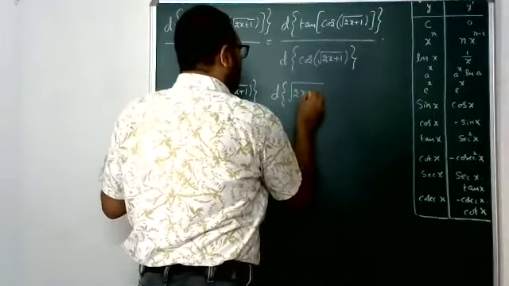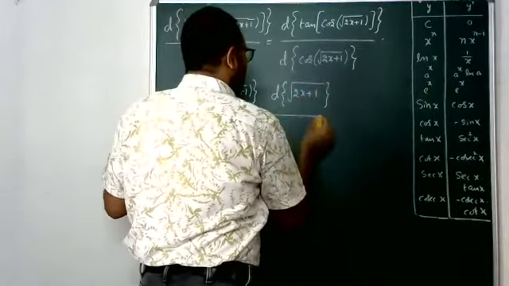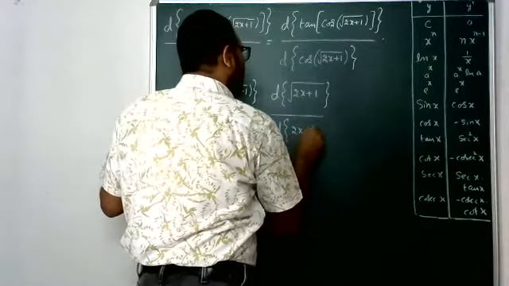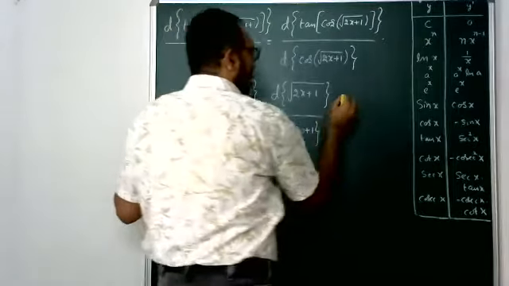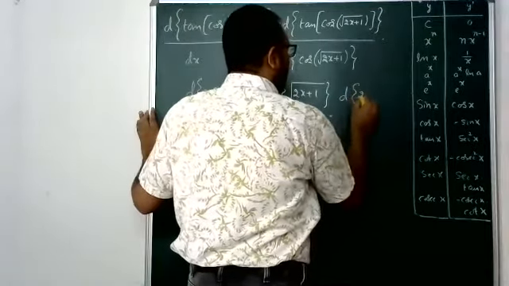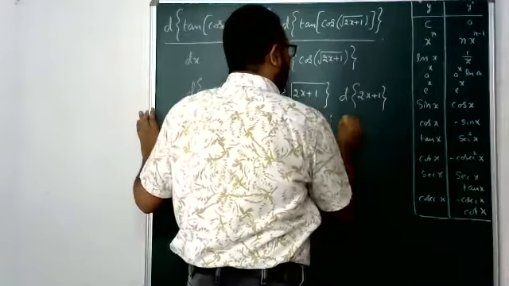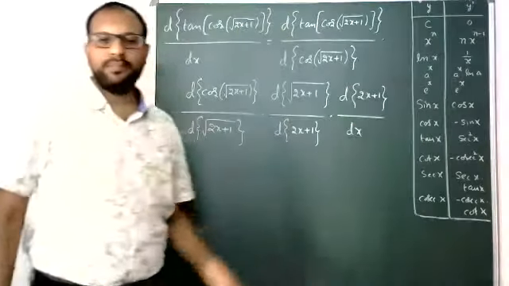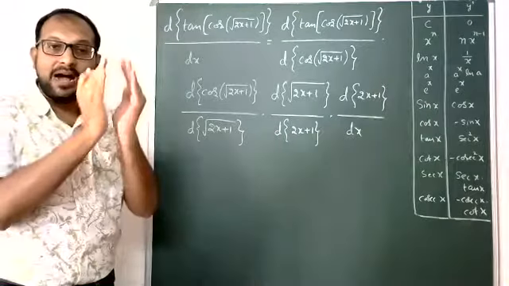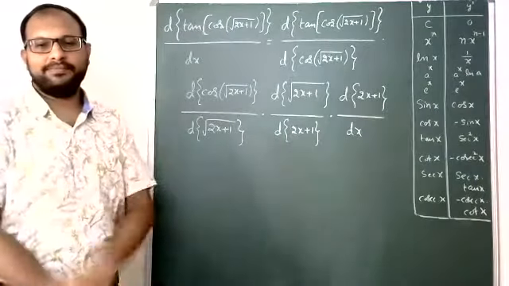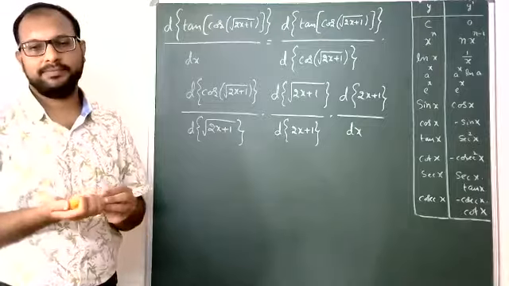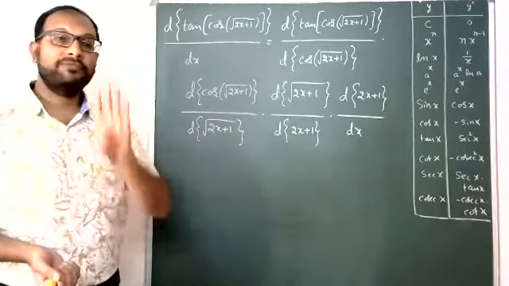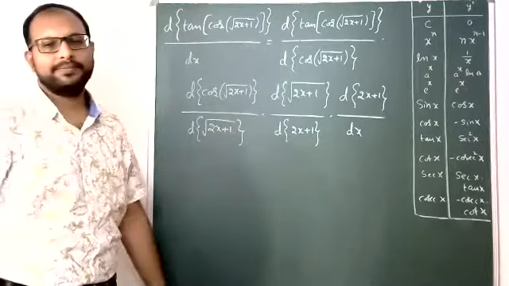Into, again another link, derivative of root 2x plus 1 with respect to 2x plus 1. Still, derivative of 2x plus 1 with respect to x, which we already know is 2. That means the last link should be very easy, already known differentiation. Remaining, you read right now: 1, 2, 3. In this problem 4 links are required, that's why all are now written.